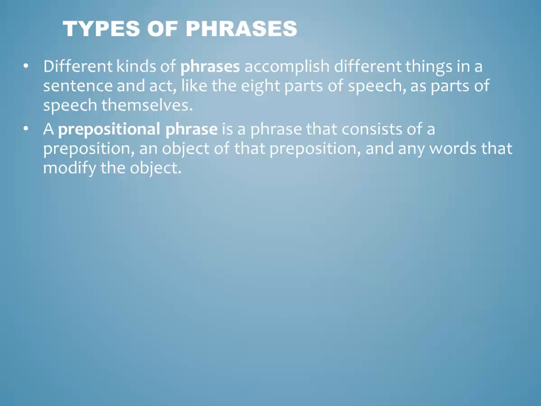Now remember, one of those 8 parts of speech was a preposition, and a prepositional phrase only means that that preposition begins the phrase. So a prepositional phrase is a phrase that consists of a preposition, an object of that preposition, and any words that modify the object.